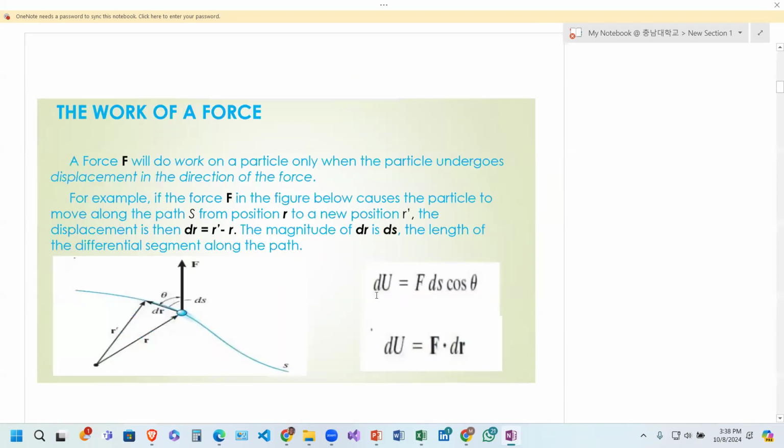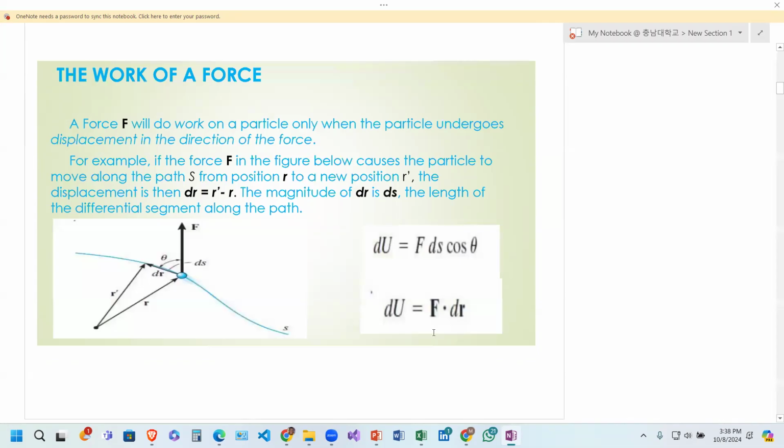All right, so let's dive into this work. Now, first, let's look at the work of a force. We know that every time a force is applied onto an object, this either causes displacement of this object, that means it moves from one position to another. As it moves from one position to another, we believe that work is being done. And work is normally represented by either W or U. Those are the symbols that we normally use.